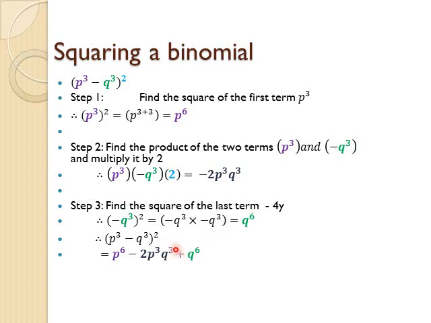So in short, just there as explanation, but straight from there, straight to the answer. P cubed times p cubed is p to the 6. Positive times negative is negative, p cubed times q cubed times 2 gives me negative 2p cubed q cubed. And then q cubed times q cubed gives me q to the 6.